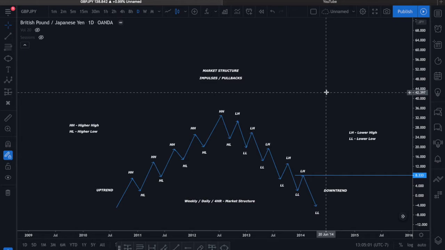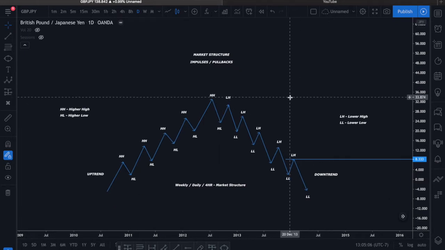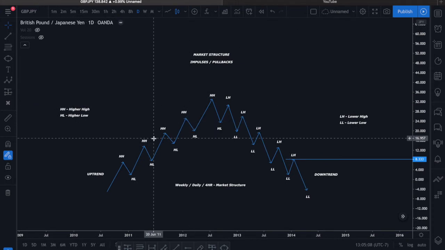So the video is going to be about market structure. Market structure is really simple stuff, but it's also super key. It's the base of my trading. It's the base of a lot of successful traders' trading.